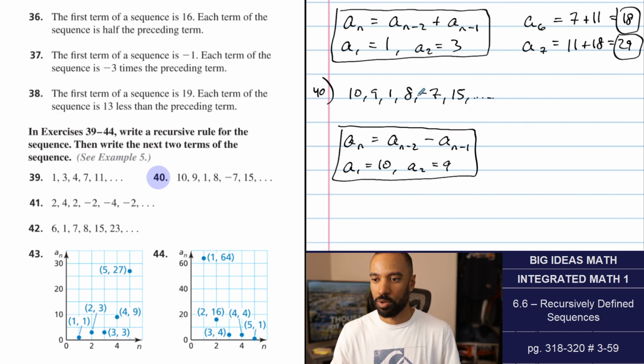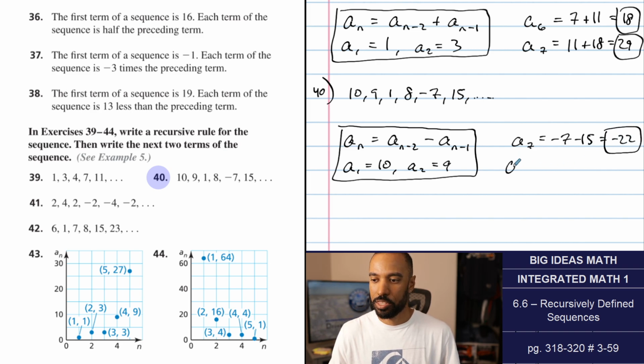So to find the 1, 2, 3, 4, 5. So we already have 6 terms here. To find the 7th term, we got to do -7 minus 15, and that's -22. To find the 8th term, we'll take -15.